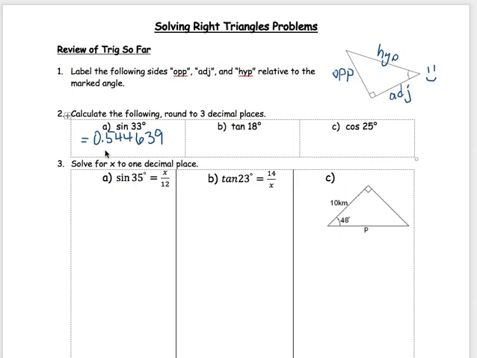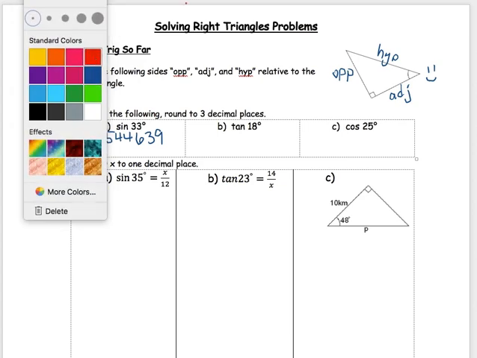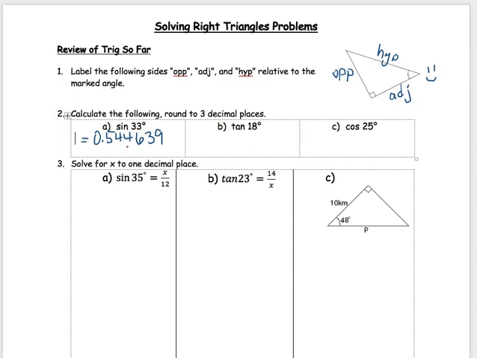Okay, so you should be getting 0.544639, etc. You want to round to 3 decimal places. Some of you were having issues with rounding, so I'm just going to review that as well here. So again, 3 decimal places.